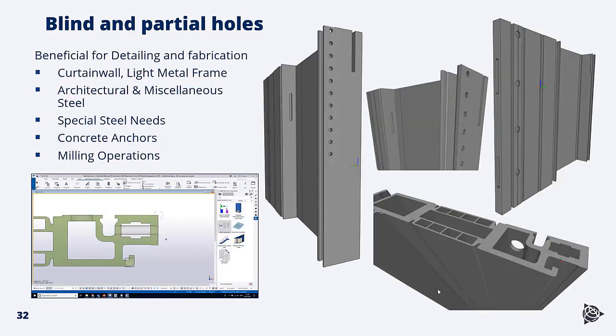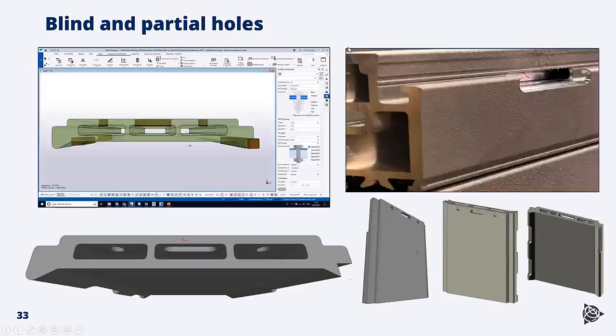These are particularly beneficial for detail and fabrication of curtain walling, light metal frame, architectural and miscellaneous items, special steel needs, concrete anchors and milling operations. It's been a long request from our users for support for blind and partial holes. Here you can see examples of some curtain walling where the holes are just drilling through one side of the material, or milling operations just partially down the edge, but also blind into the material.